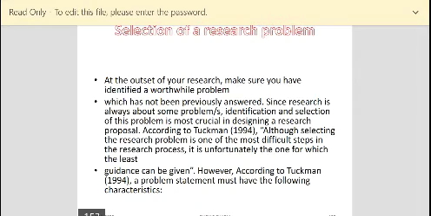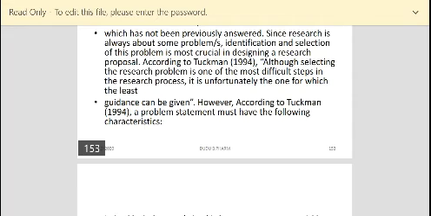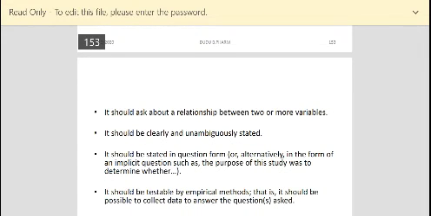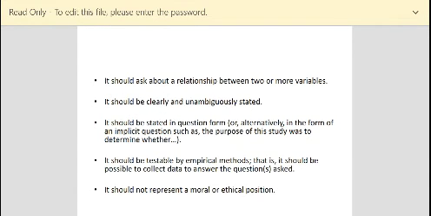According to Tuckman, 1994, although selecting the research problem is one of the most difficult steps in the research process, it is unfortunately the one for which the least guidance can be given. However, according to Tuckman 1994, a problem statement must have the following characteristics. It should ask about a relationship between two or more variables. It should be clearly and unambiguously stated.